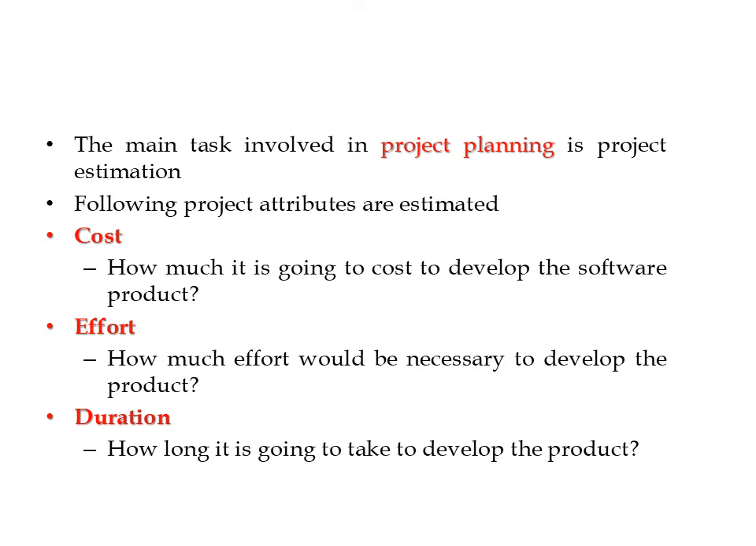So after the requirement analysis phase, the next phase is project planning, and the main task involved in project planning is project estimation. In project estimation, the following project attributes are estimated. The first project attribute is cost, that is how much it is going to cost to develop this software product. The next attribute is effort, that is how much effort would be necessary to develop the product. And the next attribute we are measuring is duration, that is how long it is going to take to develop the product. The effort will be measured in terms of person months, and the duration will be in terms of months.